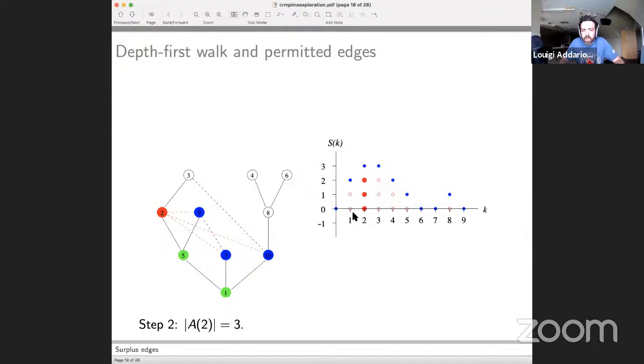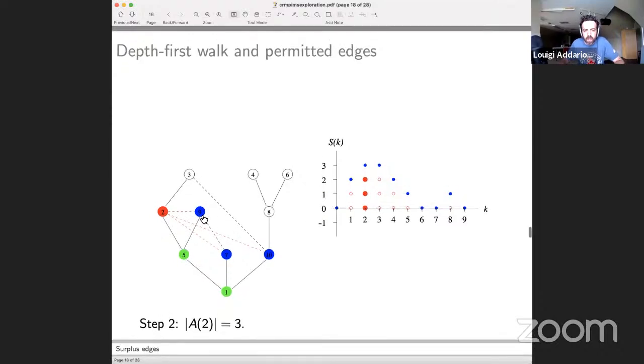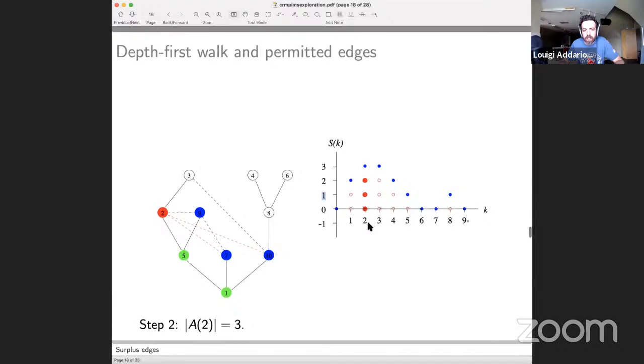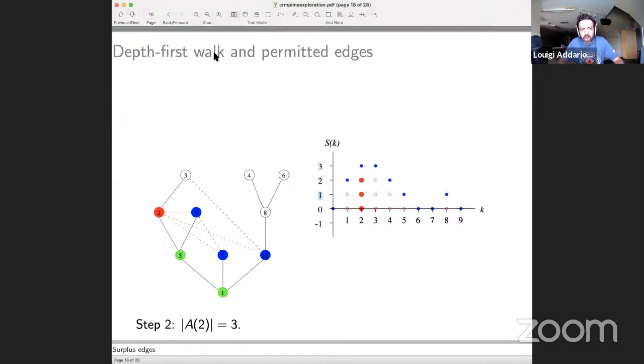Okay, so likewise, any edges from vertex 2 to 7, 9, and 10, the things in the queue when 2 is explored, wouldn't change the depth first tree, and we can equivalently represent those by these points under integer 2 on the depth first queue process S. Okay, and so on and so forth.